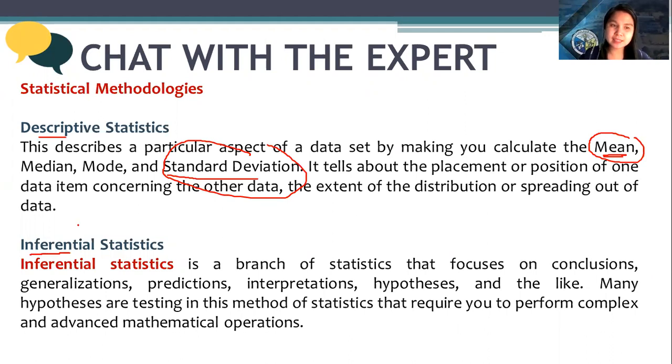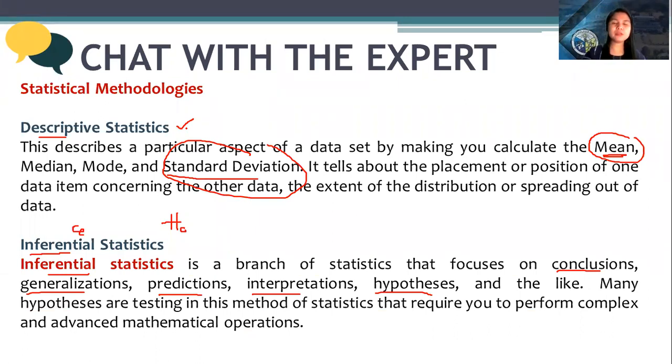For inferential statistics, the root word is infer, based on the word inference. What do you mean by infer or inference? If you say inference, then we make predictions, we make conclusions. Inferential statistics is a branch of stat that focuses on conclusions, generalizations, predictions, interpretations, and hypotheses. If you will use inferential statistics, it would tell us that your study has a hypothesis, a null and alternative hypothesis. If your study is plainly descriptive, then there is no hypothesis to be tested.